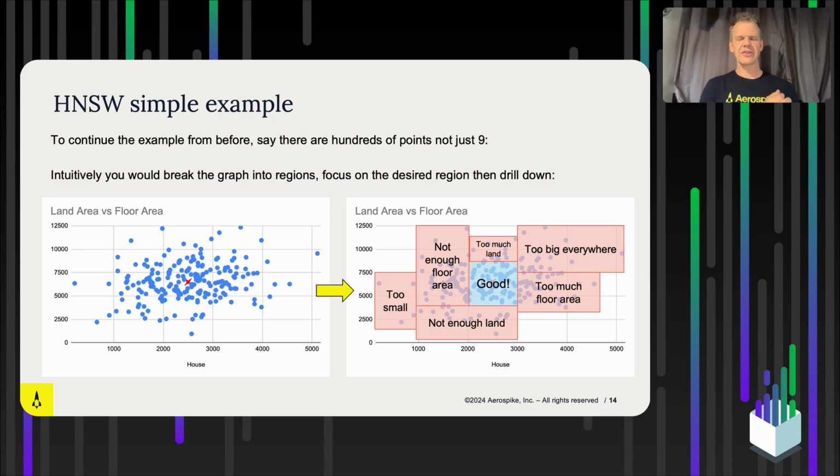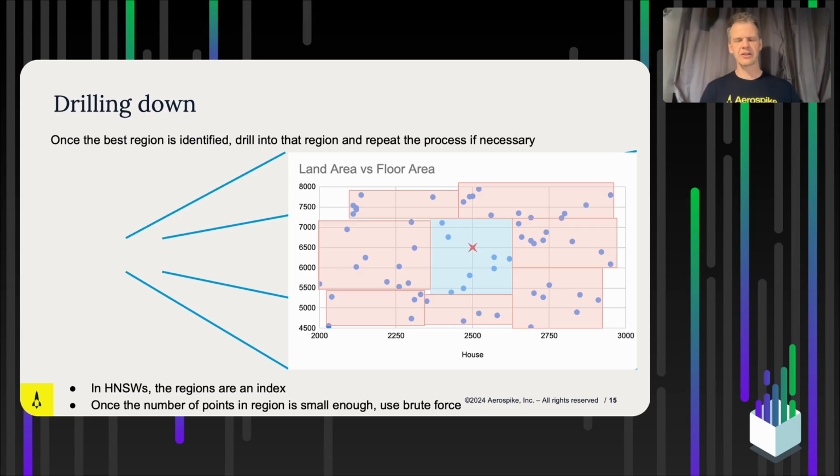Once we've done that, we might throw all those other data points away and just focus on that one area which has all those data points. So you can see how I've now exploded that onto that area on the right. If I now apply the same algorithm again, there are some which are too far away and some which have too much land area, too much floor area, and so on. I come down to that blue rectangle you can see on the right there.